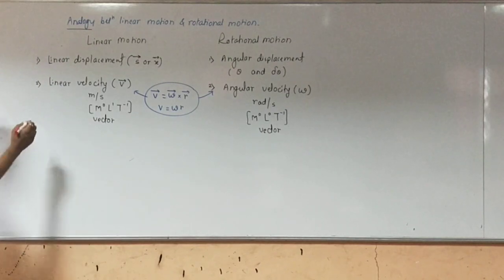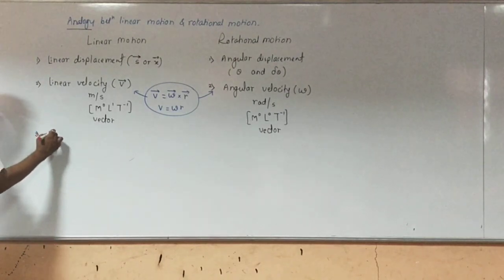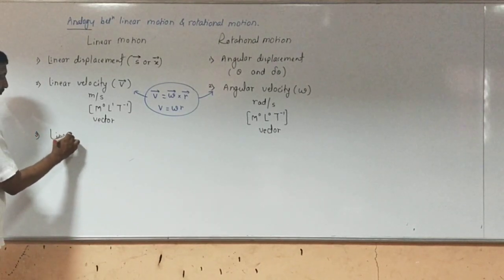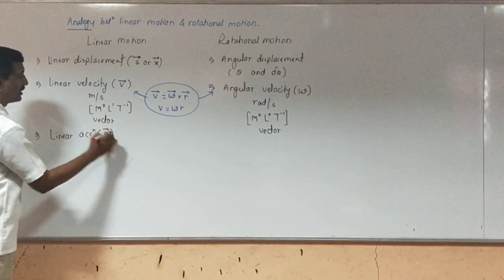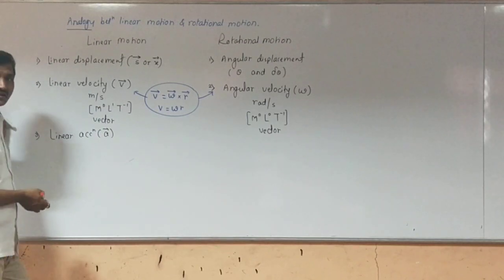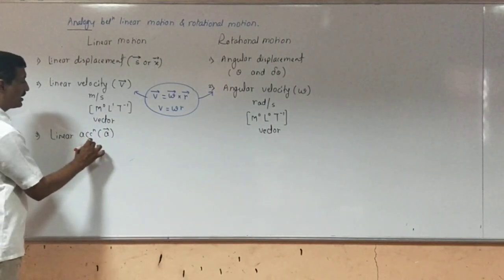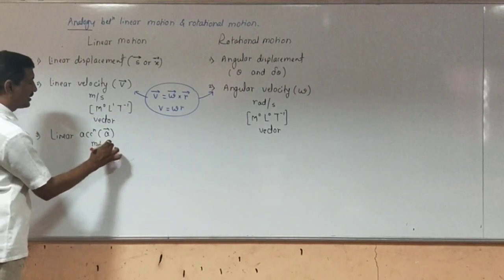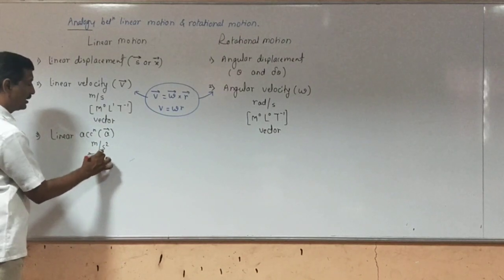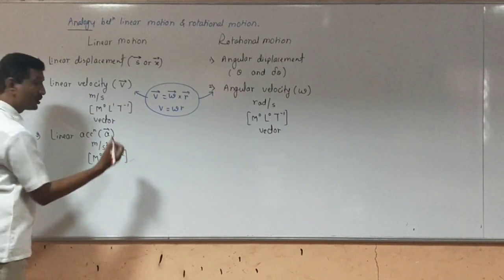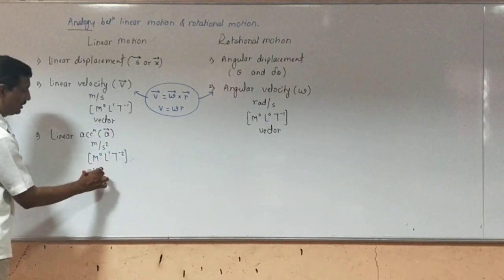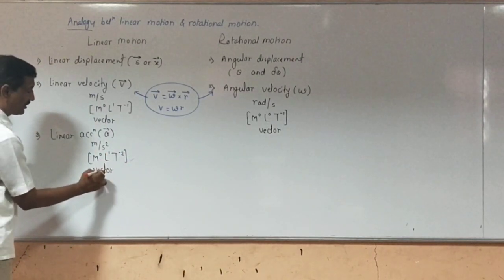Our next physical quantity is the linear acceleration. Rate of change of linear velocity is called the linear acceleration. Its SI unit is meter per second square. Dimension is 0 in mass, 1 in length and -2 in time, and it is also a vector quantity.